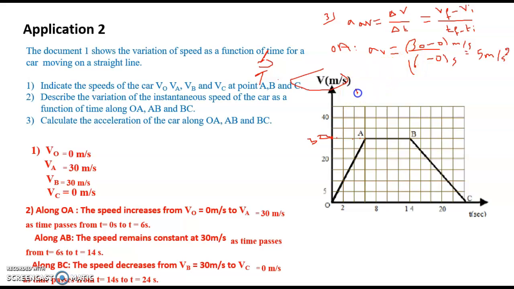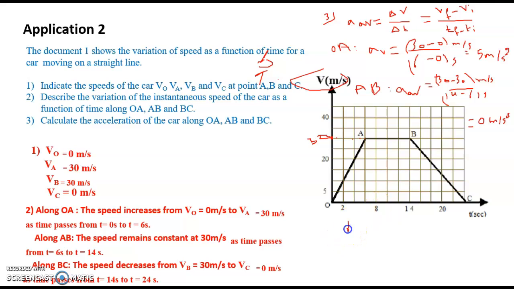Now for AB, also directly, no need to repeat the formula, only do the substitutions. It is VB minus VA over TB minus TA, so it is 30 minus 30 meter per second, we already found these values, over whatever, 14 minus 6 seconds. 30 minus 30 is 0, 0 over any number is 0, so this is 0 meter per second squared. There is no acceleration because the speed remains constant, there is no change in the speed.